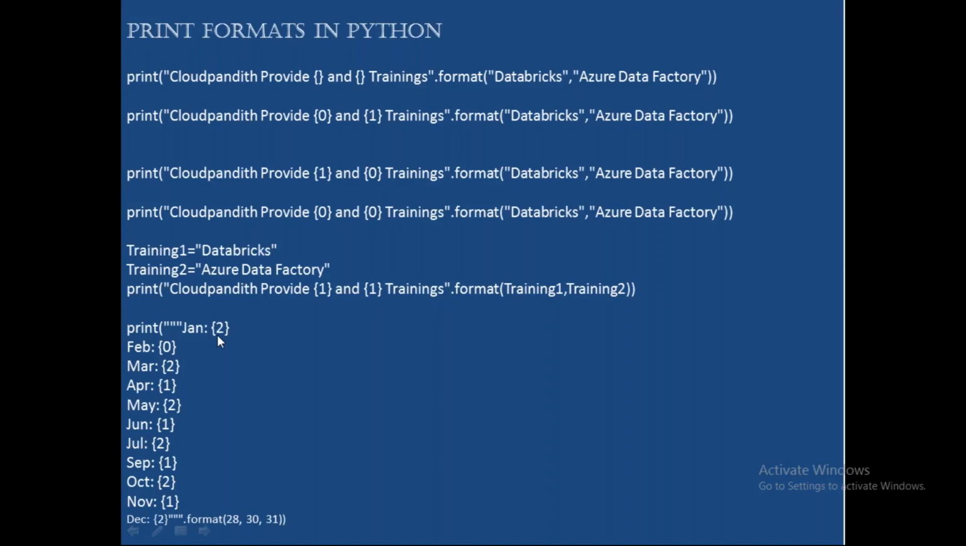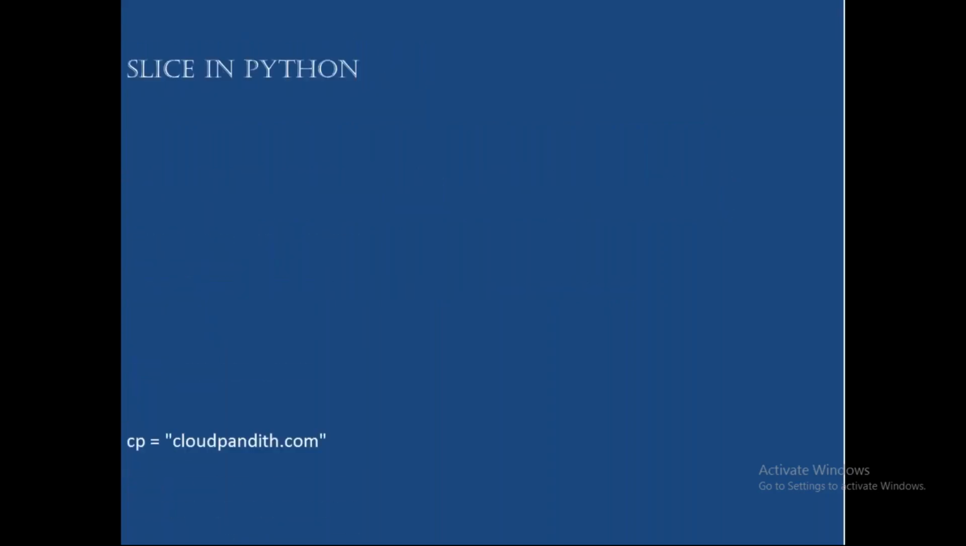Okay, you understood how to use this. When we want to use the same thing in multiple places, we can use these curly braces. That's how you can print data in Python. Okay, clear?